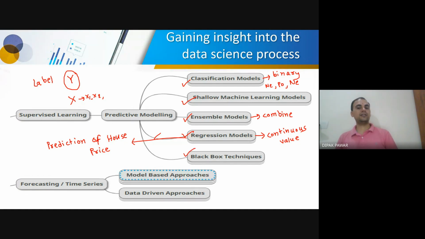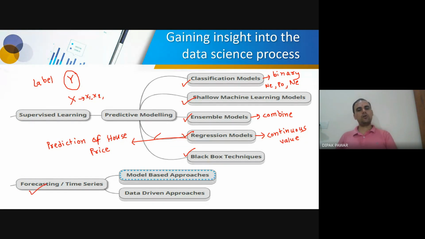We also have certain models where we are dealing with a black box. Black box means we provide the input and we get the output, but what happens inside, we are unable to understand. This type of model they call a black box technique or black box model. Generally in deep learning, most of the models will be like these black box techniques. Okay, so this is related to supervised learning.